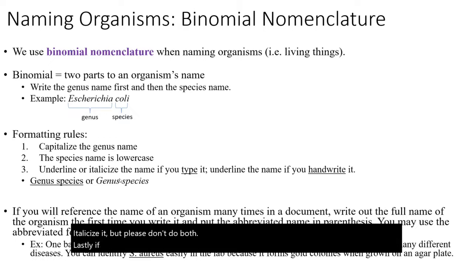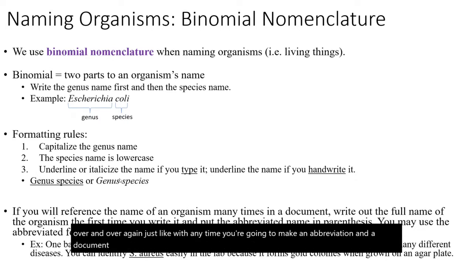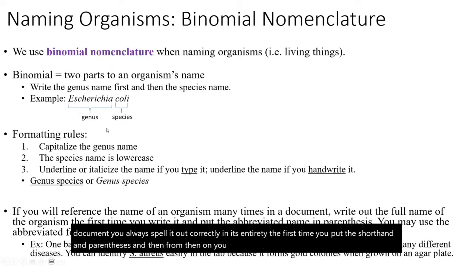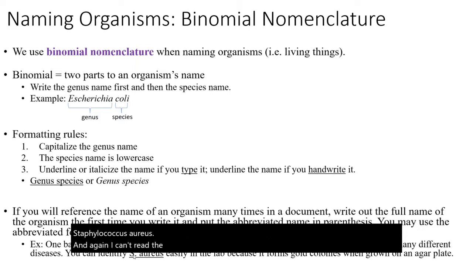Lastly, if you are writing a report and you have to reference E. coli over and over again, just like anytime you make an abbreviation in a document, you always spell it out correctly in its entirety the first time. You put the shorthand in parentheses, and from then on, you just abbreviate. I know the captions here are covering the example, so please look at your PowerPoint. But if we were studying Staphylococcus aureus, and again, I can't read the exact words on the screen.